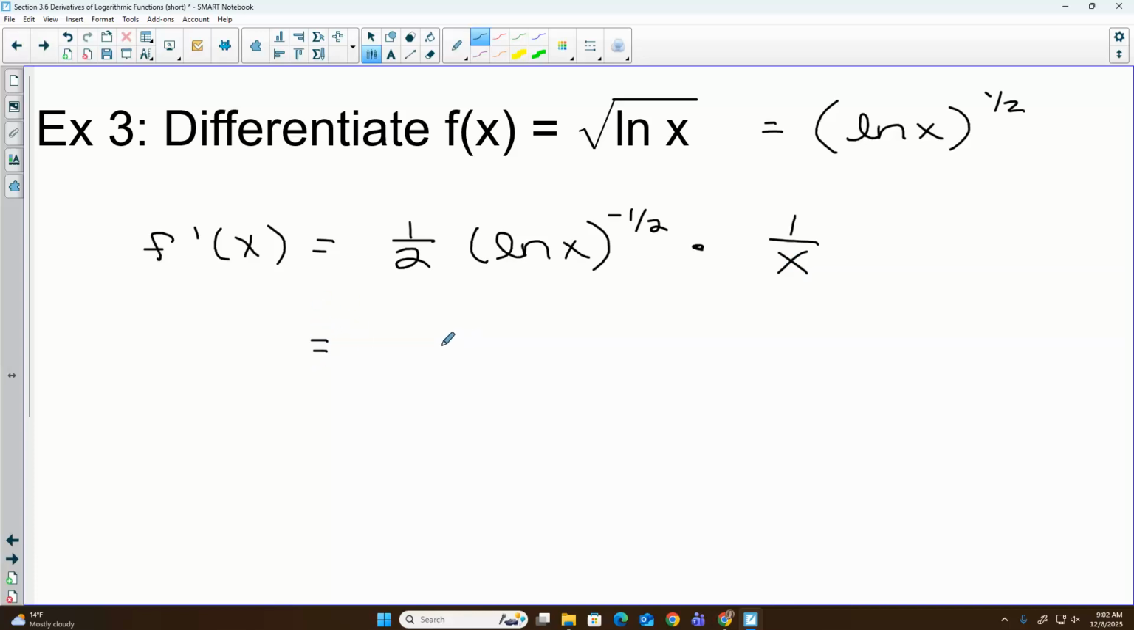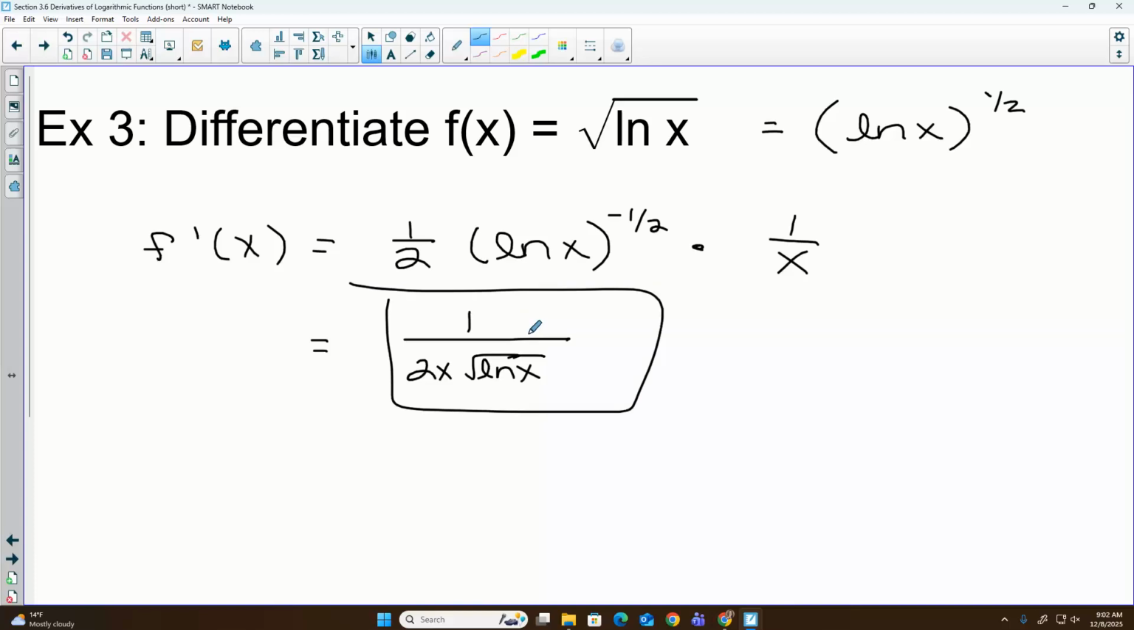Not a ton you can do here. With the negative 1/2, if you really wanted, you could write that as a square root on the bottom, so it's just 1 over 2 times the square root of natural log x. But if you left it as a negative 1/2 power, I'm not going to count off, that's perfectly fine.